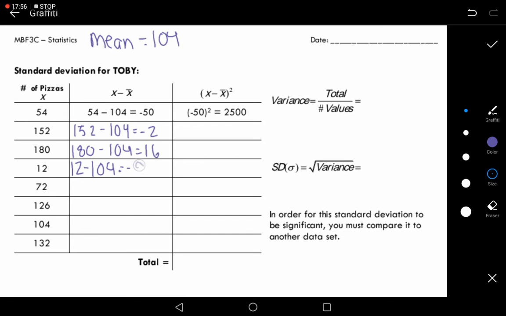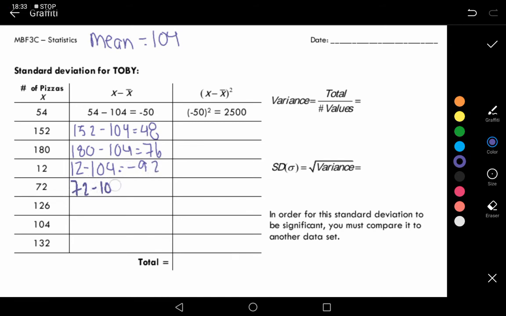Did I miss one here? Oh, you know what? I'm looking at the wrong thing. Hang on a second. This is why you should just use your calculator. These numbers are wrong. There we go, let's try this again. 152 minus 104 is obviously not going to be a negative number, so I should have realized that right away. 180 minus 104 is also not going to be a negative number, so that one's 76. 12 minus 104 is -92.